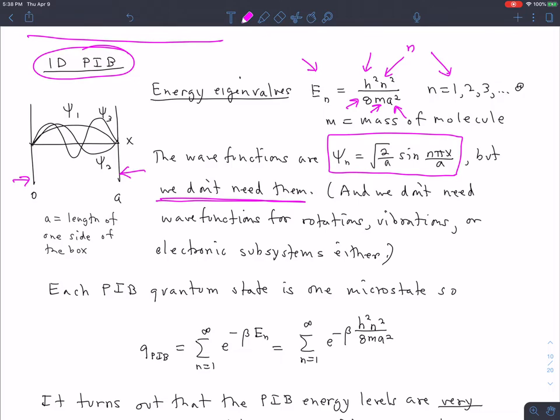You never need the wave functions for statistical mechanics. That's really nice. Instead of having to do all the work that you would need to do in order to get wave functions like you do in quantum mechanics, we can just ignore the wave functions. If we can get the energies, that's good enough. That's all we need for StatMech.